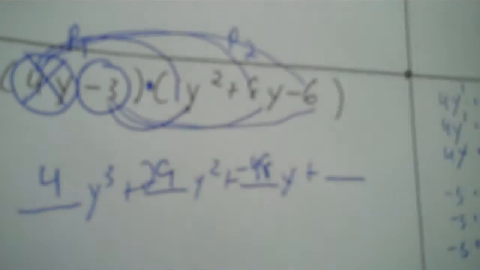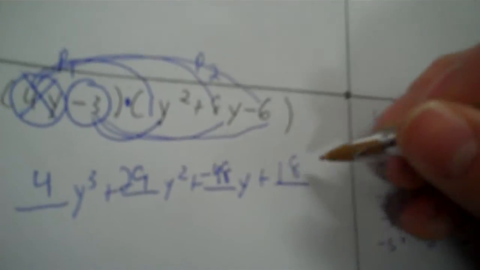Then y. I have negative 24 and negative 24. That does not add to 0. It only adds to 0 if one's negative, one's positive. Negative 48. And the constant is 18. Okay, there you have it.